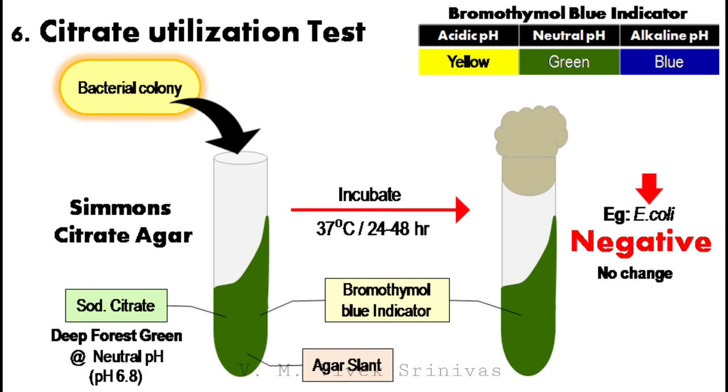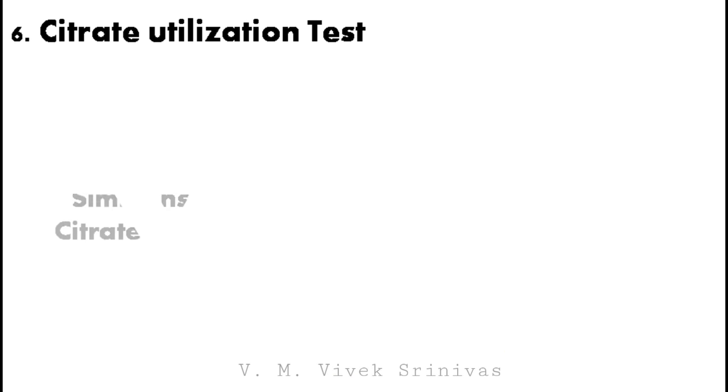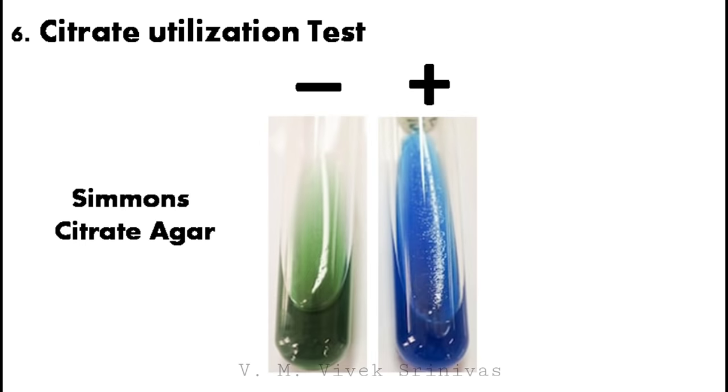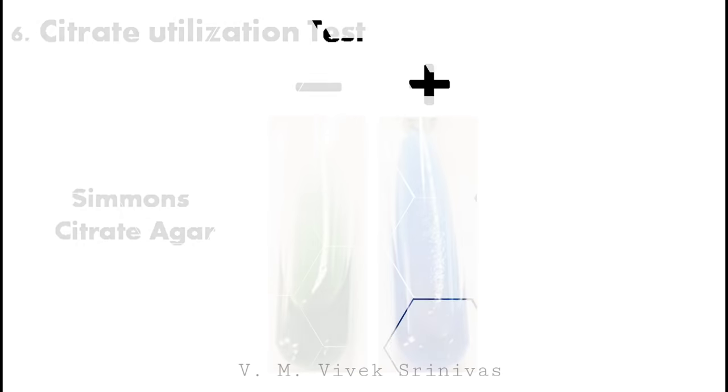The example, the E. coli bacterial organism. This is the procedure for the citrate utilization test. This is the photograph showing the positive and the negative test result of the citrate utilization test.